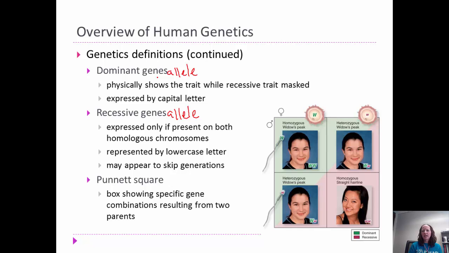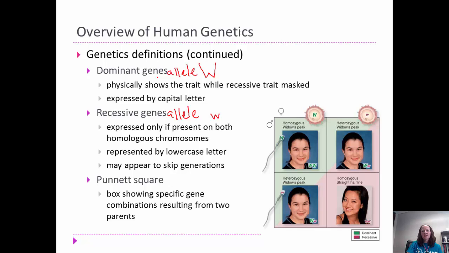So if we take a look at our example, widow's peak, then it would be, of course, our capital W here. A recessive allele is going to be expressed only if it's on both of the chromosomes. And it is typically represented by the lowercase, the tiny little w. And this is one that can skip a generation. It really just has to do with how inheritance is going to occur.